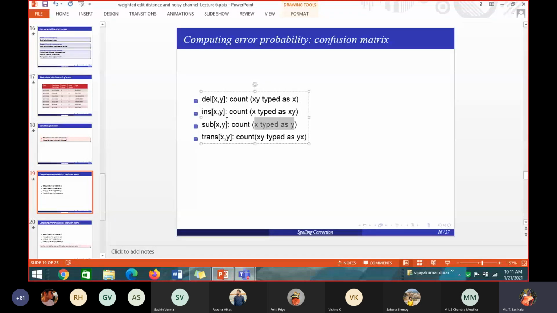So now we have to find the probability for all the 4 operations. So what are the 2 probabilities? First I have to calculate P of X given W into P of W. So first we will find out P of X given W. What is X given W? X is the incorrect word and W is the list of all possible candidate words.